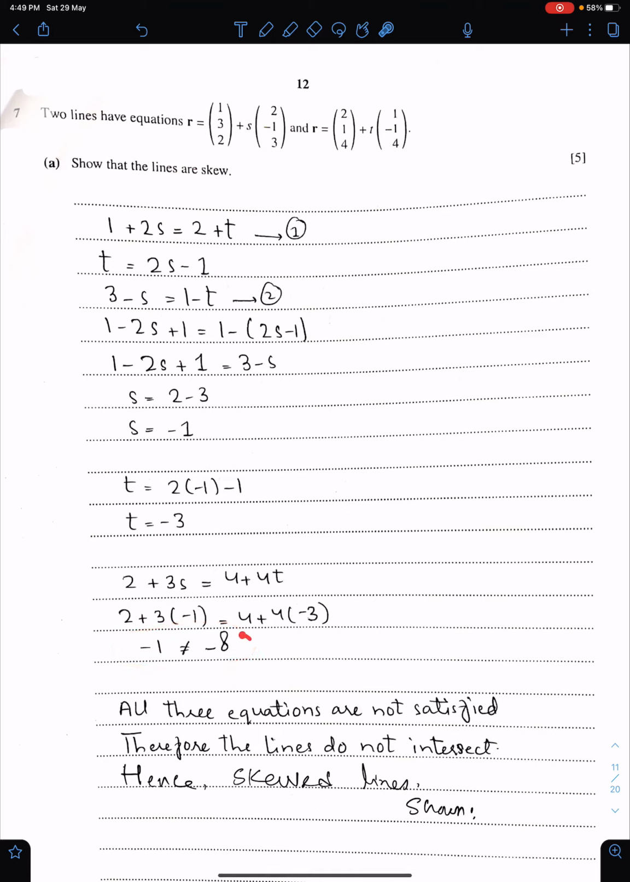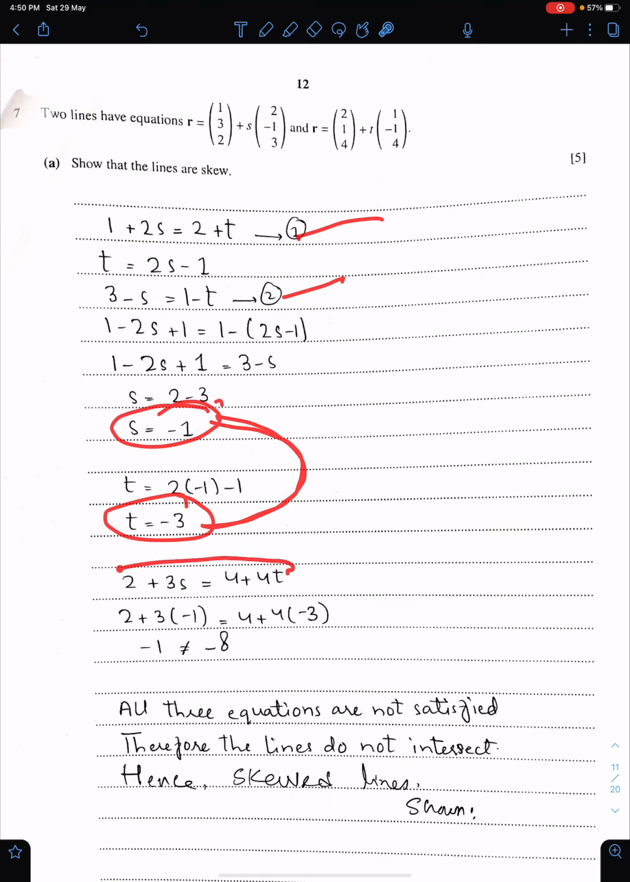Since this equation has not verified, therefore the lines are skewed. Whenever they say lines are skewed, you just need to form three equations and solve any two equations. We solved the first two equations and got these values of s and t. You need to substitute these values of s and t into that equation which you did not consider while solving.